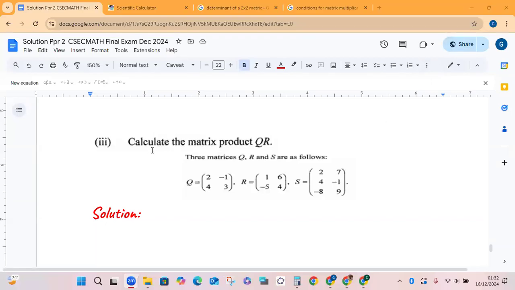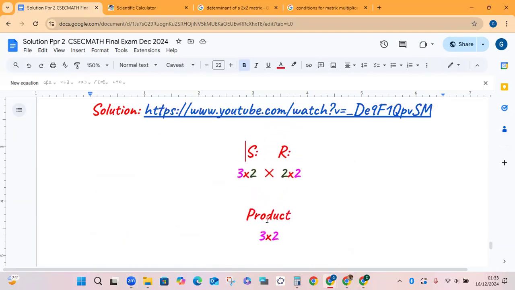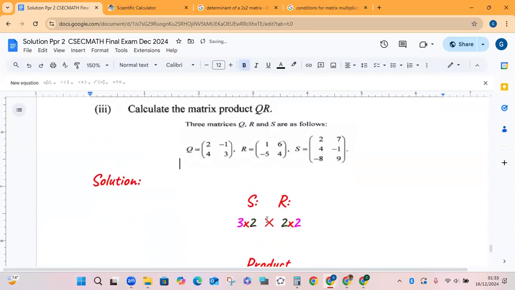This question says we've got to calculate the matrix product QR. Product means to multiply, so we have to multiply Q times R. Let's verify if multiplication is possible. Let's refer to the concept we used prior and also what product we're going to get. So we are multiplying Q to R.